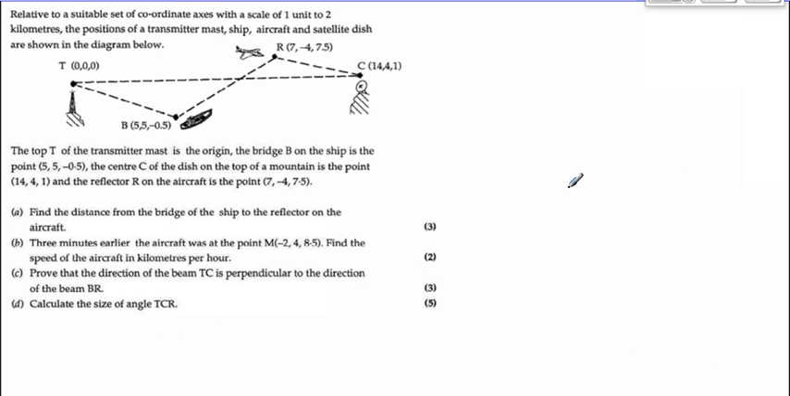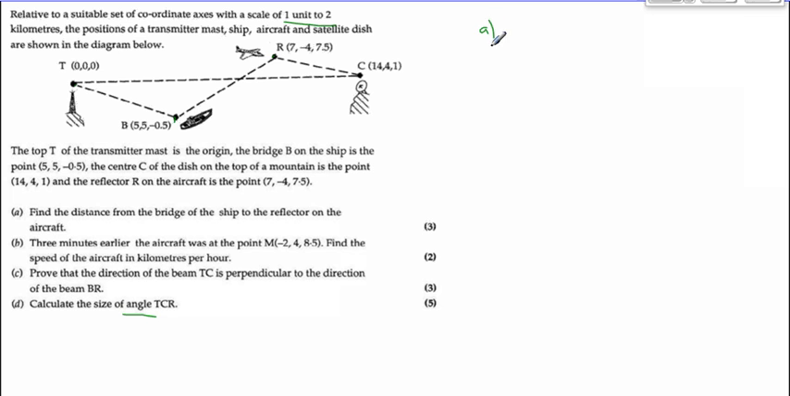Okay, bit involved. Lots of things going on, but again, it ends up being a similar question. You can see here we're calculating an angle. There's a lot of context to this one, but that's fine. We've got a coordinate axis, and a scale of 1 unit to 2 kilometers. I imagine that'll be important. Then the positions of these 4 things. So this is the origin, and then we've got coordinates. Find the distance from the bridge of the ship to the reflector on the aircraft. So the bridge to the reflector, we're trying to find that distance.